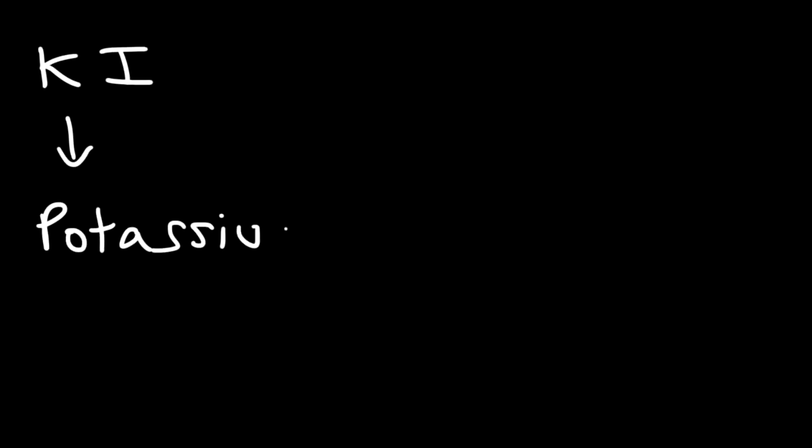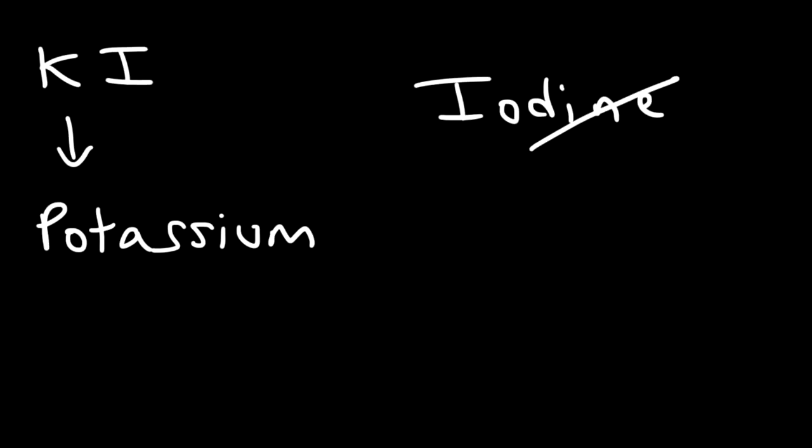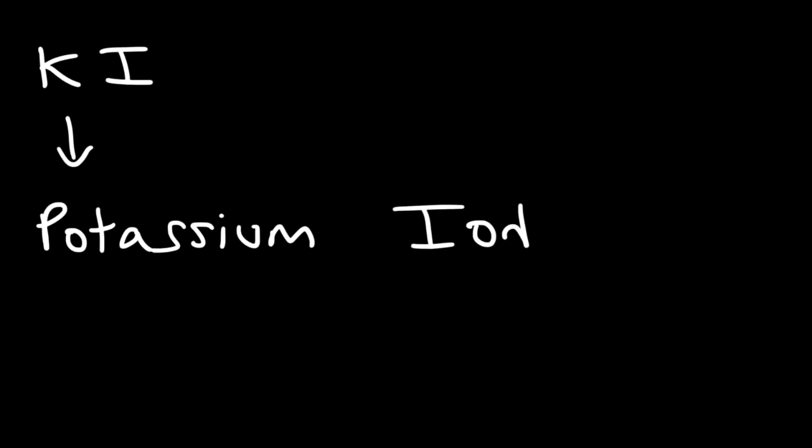At this point, let's talk about how to name ionic compounds. So let's start with KI. How can we name this compound? K is the chemical symbol for potassium. I is the symbol for iodine. But when naming compounds, instead of writing iodine, we are going to take this off and replace it with ide. So it's going to be iodide. And that's the name of this compound, potassium iodide. That's all you need to do.